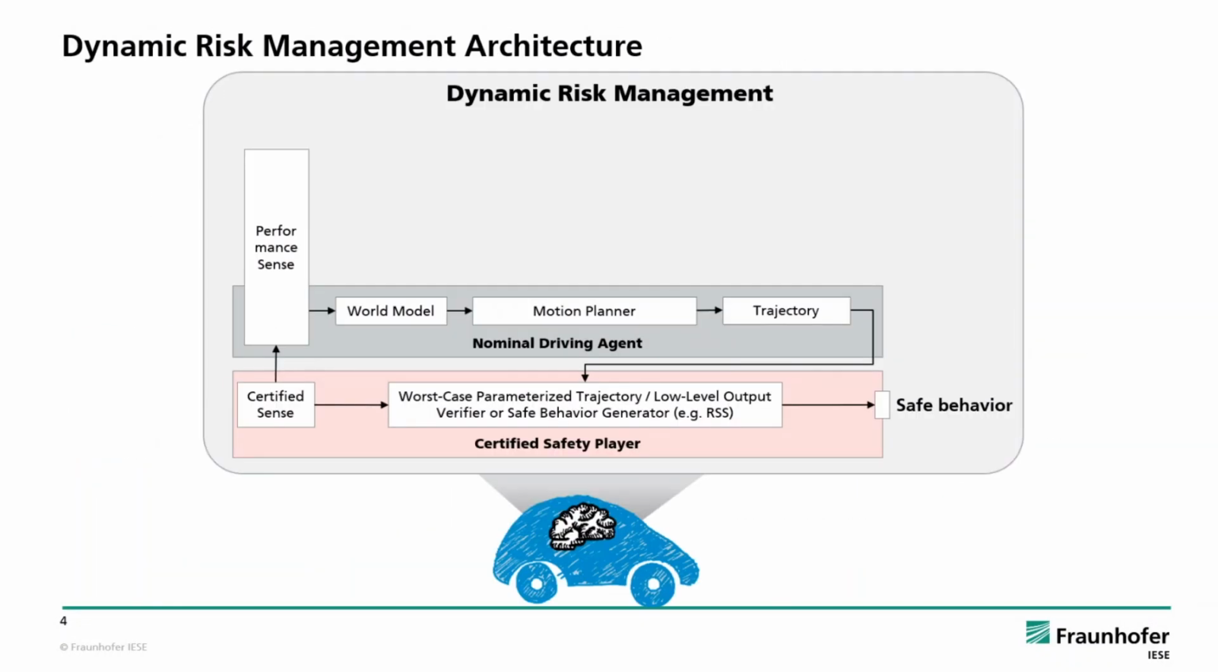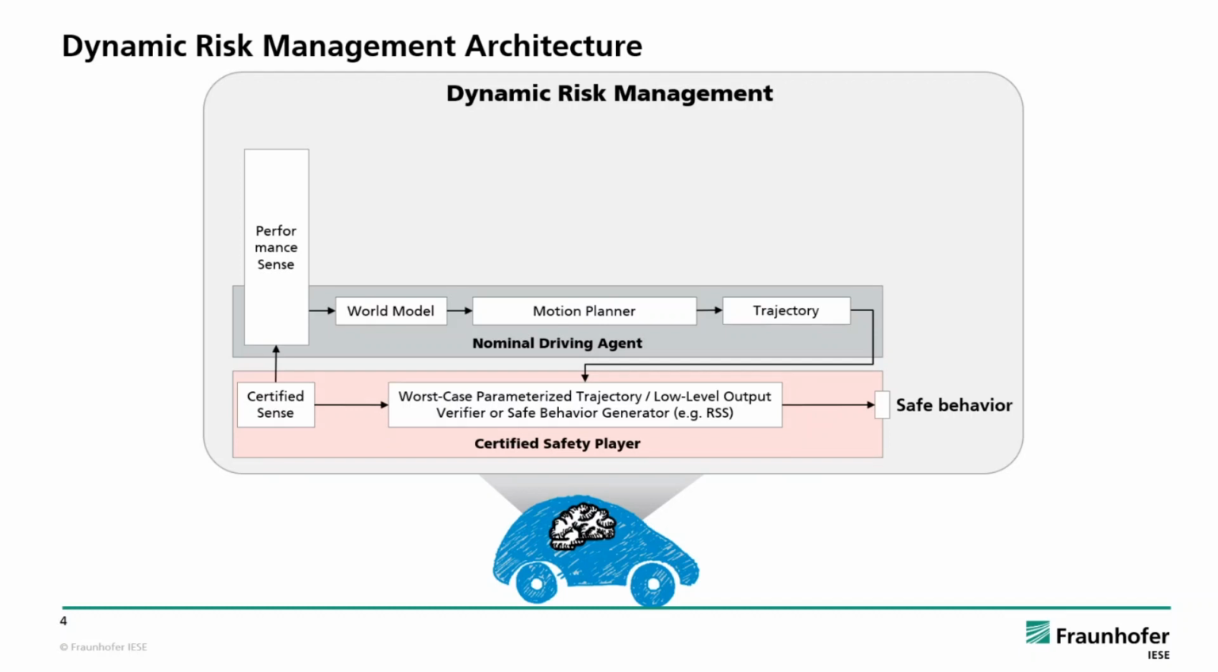Let's now look into how this can be mapped into architectural building blocks. What we are seeing here is basically a commonly known safety envelope architecture, where we have a nominal driving agent that tries to produce a trajectory based on the knowledge that we have in a world model, and it is the output of a motion planner.